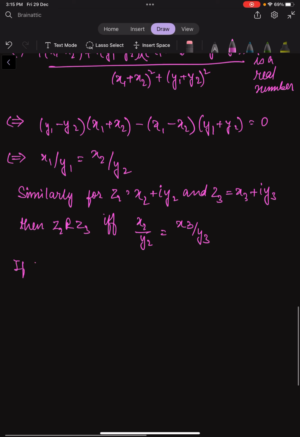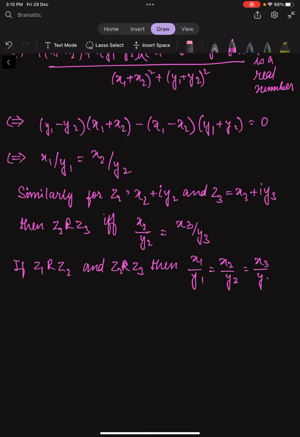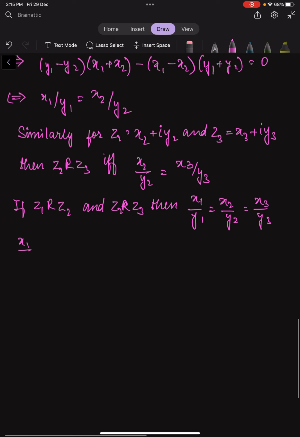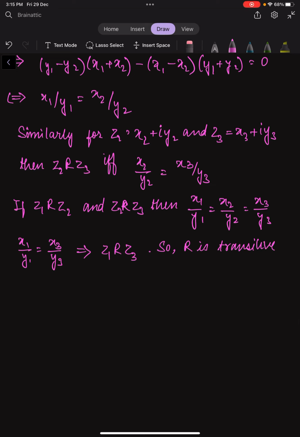So, if Z1 relates to Z2 and Z2 relates to Z3, then x1 by y1 is equal to x2 by y2 is equal to x3 by y3, which is x1 by y1 is equal to x3 by y3, which implies Z1 relates to Z3. So, the relation R is transitive. Hence, the relation R is equivalence.